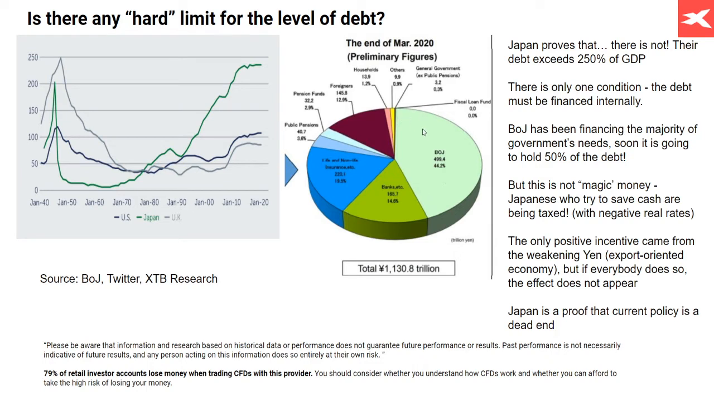As you can see in this chart here, the total holders of Japanese debt: 44.2% is the Bank of Japan, then some insurance, some other banks, public pensions, pension funds, foreigners, households, and others. The only positive incentive came from the weakening yen and the export-oriented economy. But if everybody does so, the effect does not appear, because everybody's doing it, so it evens out in a way. And Japan is proof that current policy is a dead end in a way, because they have so much debt. And you can see here the percent.